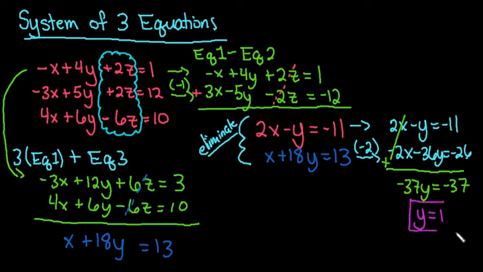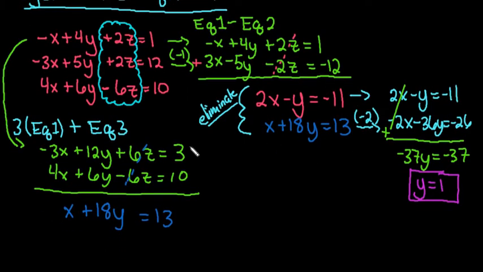So we have our first solution, and I know a lot of you get to this point and you're like, oh, I've got an answer, I'm done. Remember, we're looking for x, y, and z, so we're not done. Even though we have an answer, we just found our first of our 3 variables. So now we're going to take this y equals 1 and plug it back into one of these two equations.